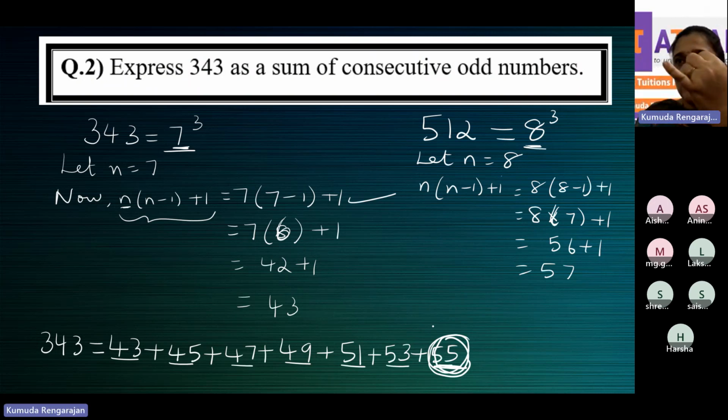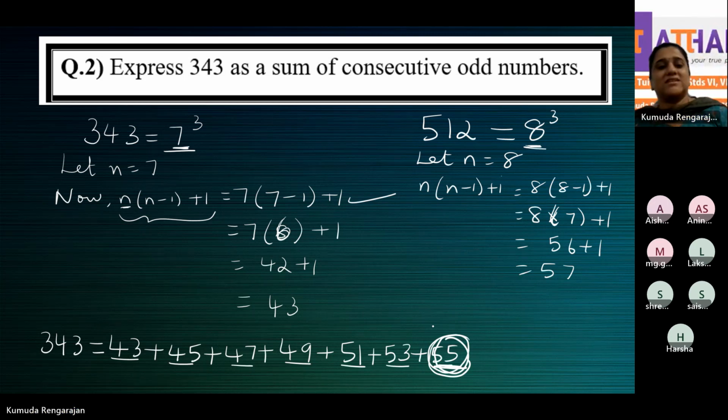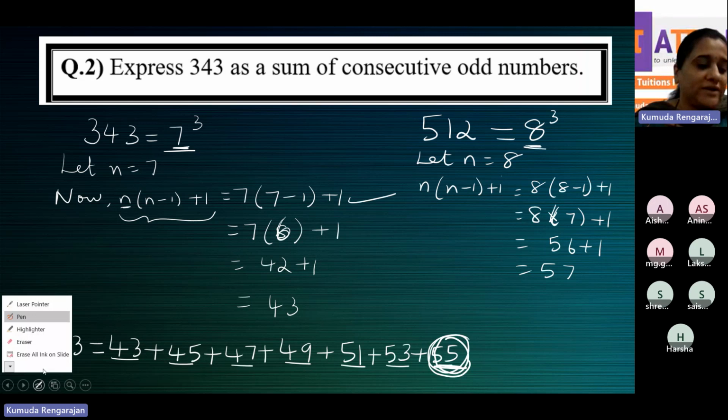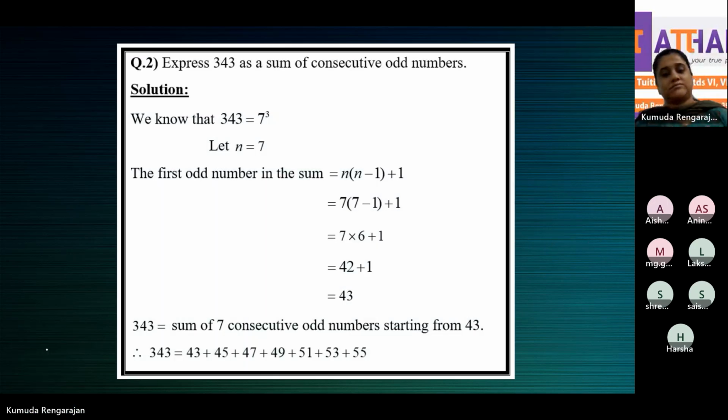Tell me 57 plus 59, louder, plus ... 69, 71. That's all. This is how we do it. Take down this answer, children. Please take down the answer.